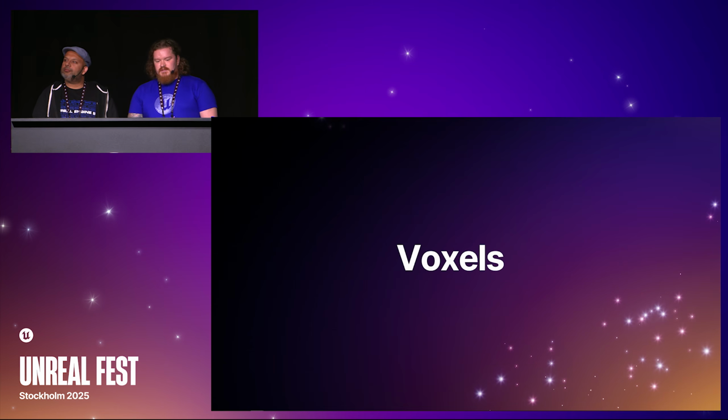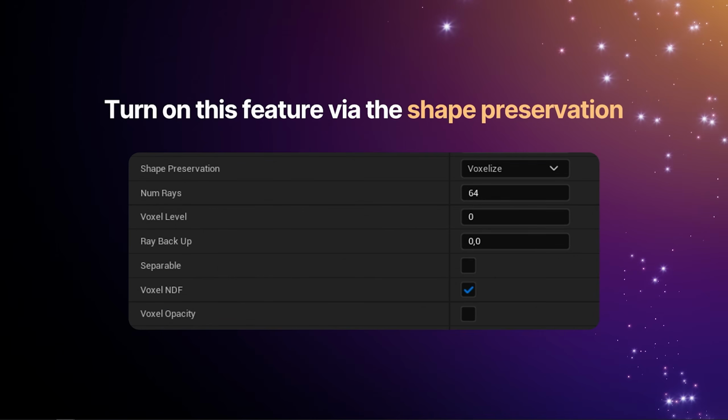Another part of the puzzle is voxels. So we got rid of masking, we moved away from WPO. So now, how do we fill our worlds? How do we make them look lush and realistic? Where can you find this new feature?